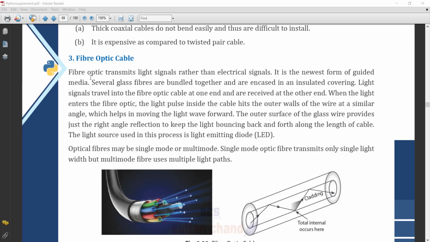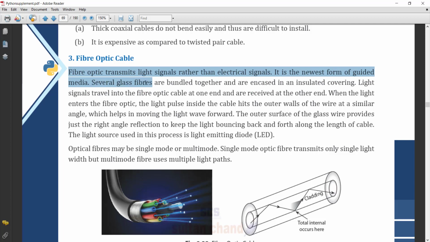So it has more capability compared to twisted and coaxial cable. So now understand its definition. The fiber optic transmits light signal rather than electrical signal. It is the newest form of guided media.